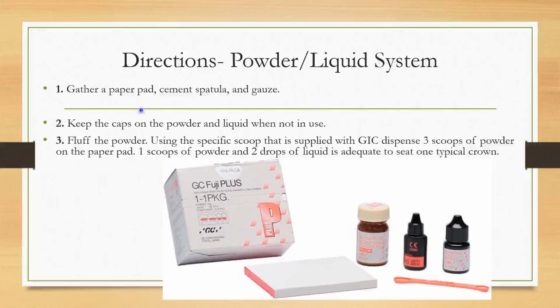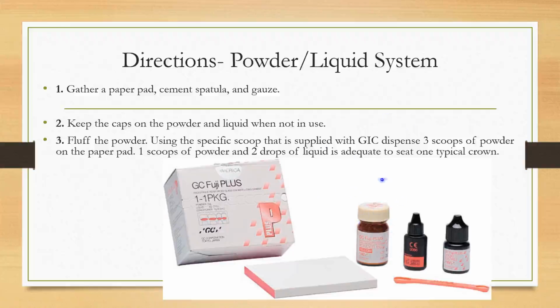So, directions for the powder and liquid system. You have to gather the paper pad, the cement spatula, and it also comes with a scoop. It's a very small scoop for the powder, and then you have to have gauze on the side. When you are using GIC, you always have to make sure that the cap is always closed, especially for the liquid and also for the powder.